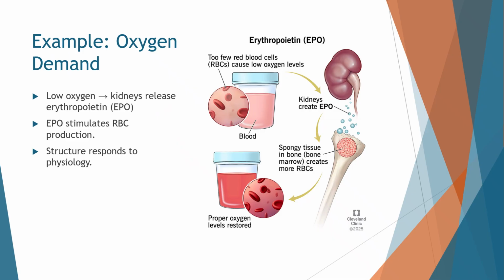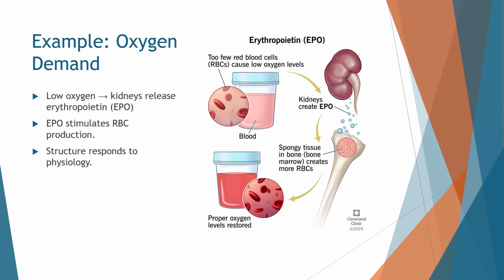Now let's walk through one of the cleanest and most clinically important feedback loops in hematology: oxygen regulation via erythropoietin, or EPO. Here's the sequence. When oxygen levels drop, meaning tissues are not getting enough oxygen, the kidneys detect hypoxia. Yes, the kidneys are basically oxygen sensors. In response, they release erythropoietin, a hormone that travels through the bloodstream to the bone marrow.